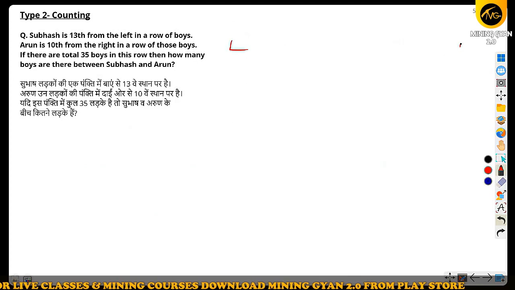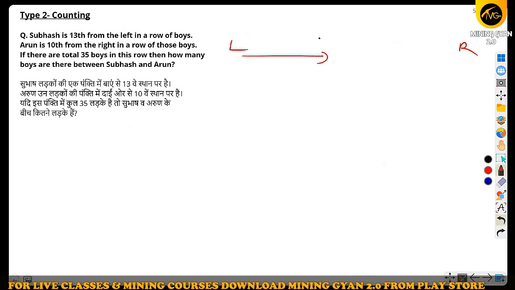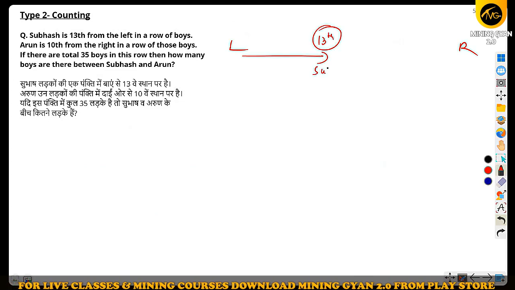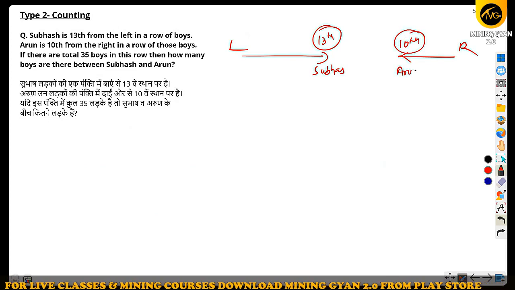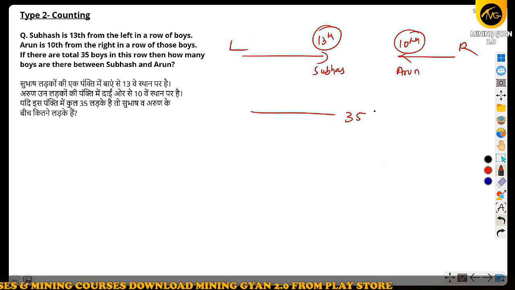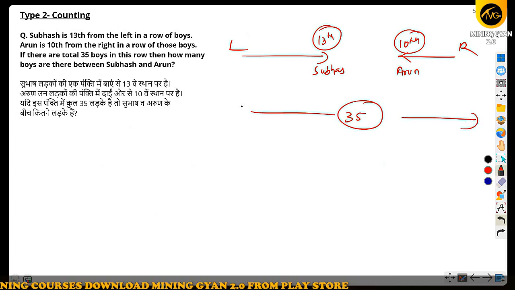Like this is the left direction and this one is the right direction. So Subhas is 13th from the left, and Arun is 10th from the right. And the total number of boys is 35. Okay, now we have to calculate how many boys are there between Subhas and Arun.